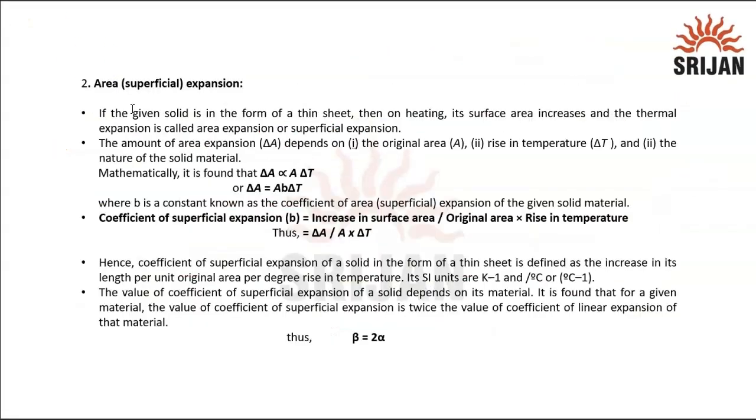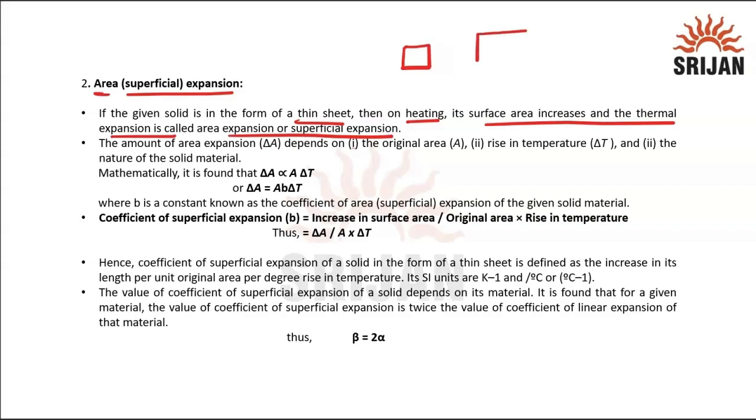Now coming to the superficial expansion, or the area expansion. What happens if the solid is in the form of a thin sheet? On heating, its surface area increases, and this thermal expansion is called area expansion or superficial expansion. Let's say you have this block here, and you end up with this bigger block. You can see how the area has increased because of the expansion. In such cases, you use this expansion, which is called area expansion.